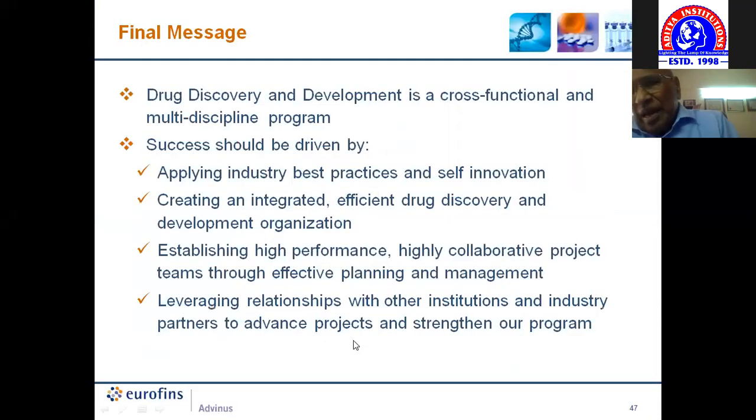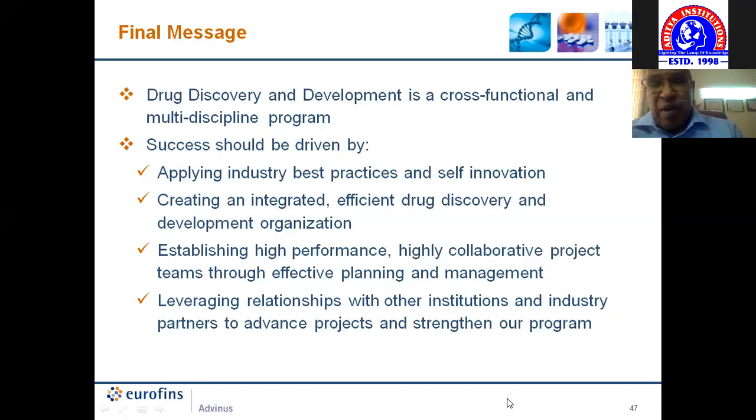Okay, this is my last slide. Final message is drug discovery and development is a cross-functional, multidisciplinary program. Every person working in drug development, whether pharmaceutical people, chemistry, manufacturing, synthesis, preclinical development, efficacy people, drug metabolism, all are equally important. If one of them does not function, good science, good judgment, the drug is a failure. As a result, you may have the best scientists in all the areas. If one area is weak, you are a failure in the drug development.